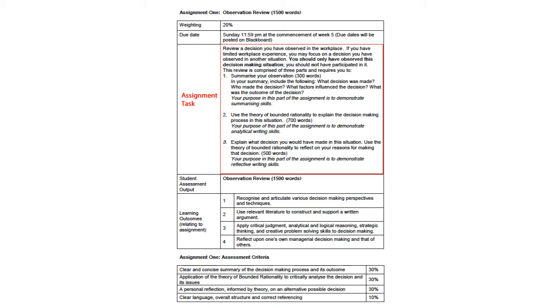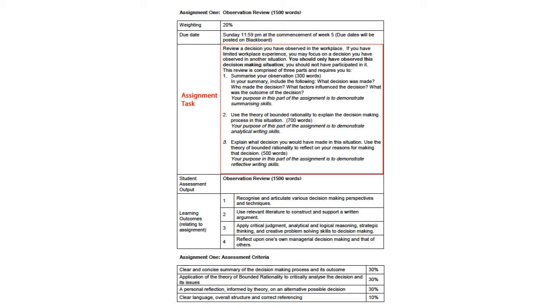The assignment task here requires you to review a decision you have observed being made in the workplace. If you do not have enough workplace experience to be able to do this, then choose a decision you have observed somewhere else. The key here, notice the bold type for emphasis, is that whichever decision you choose, it should be one you have observed, not one you were involved in.